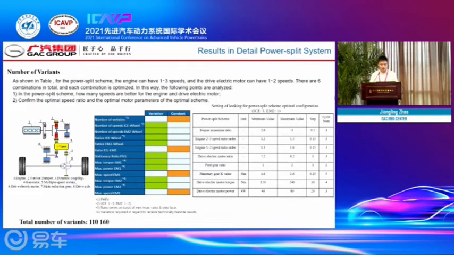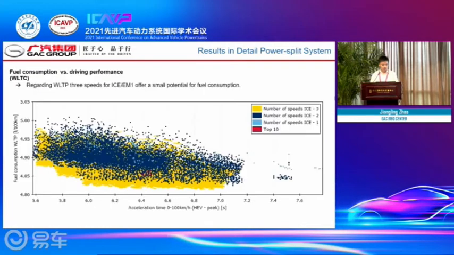As shown in the table, for the power split scheme, the engine can have 1 to 3 speeds, and the EM2 can also have 1 to 2 speeds. There are 6 combinations in total, and each combination is optimized. In this way, the following points are analyzed. In the power split scheme, how many speeds are better for the engine and the EM2? Determine the ratio of the scheme and the motor parameters.